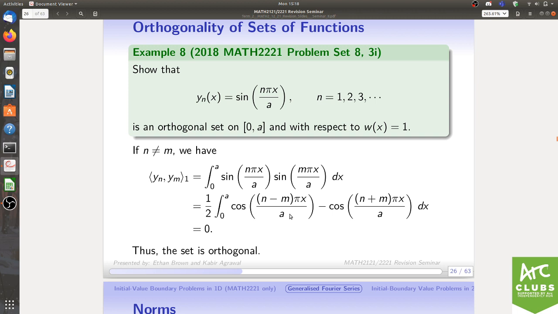If n was equal to m, we would end up with 1 over here, and the integral would just end up being a, and then we would have to subtract cos 2n pi x all over a. Again, the point is that you would end up with a non-zero number. But if n was not equal to m, then over here, over the interval 0 to a, you end up with 0, and over here, over the interval 0 to a, you again end up with 0. So the difference of the two numbers would just be 0.